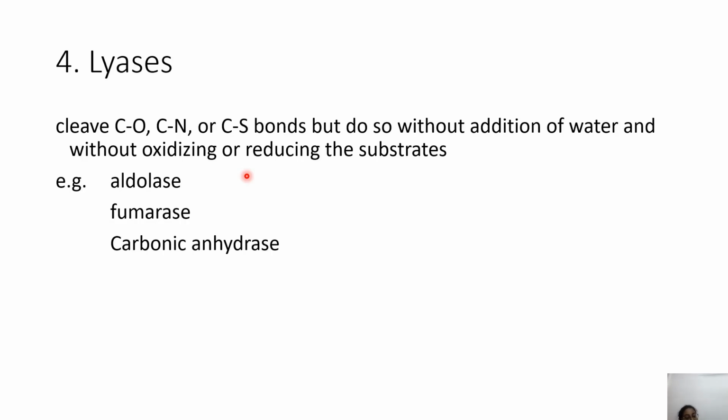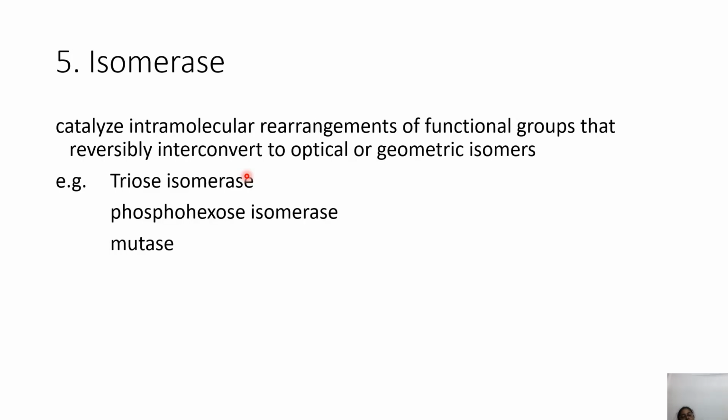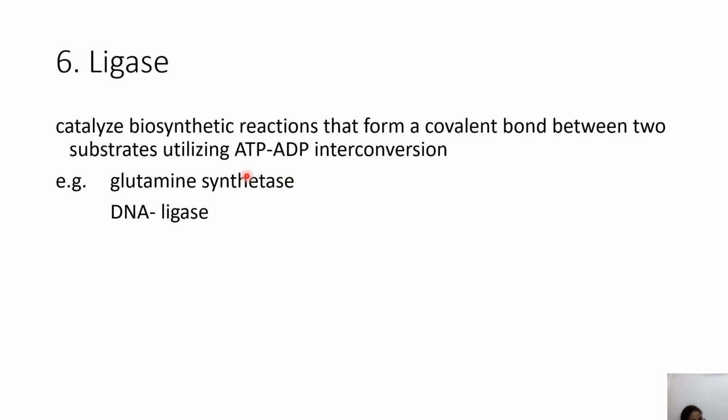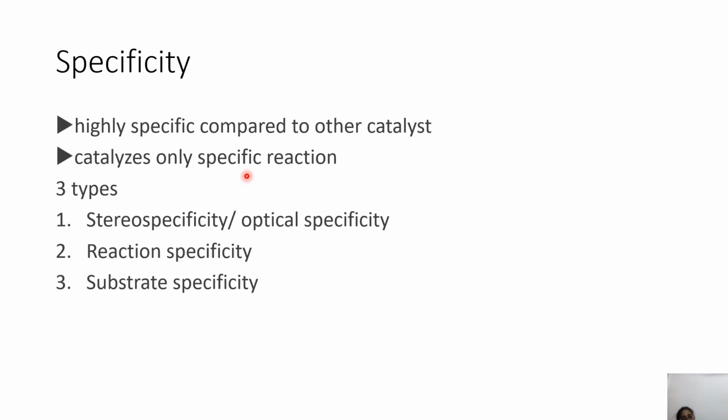Lyases cleave C-O, C-N or C-S bonds, but do so without addition of water and without oxidizing or reducing substrates, like fumarase and carbonic anhydrase. Then there are isomerases, which catalyze intramolecular rearrangements of functional groups that reversibly interconvert optical or geometric isomers, like triose isomerase, phosphohexose isomerase, and mutase. Then we have ligases, which catalyze biosynthetic reactions that form a covalent bond between two substrates, utilizing ATP-ADP interconversion, like glutamine synthetase and DNA ligase.